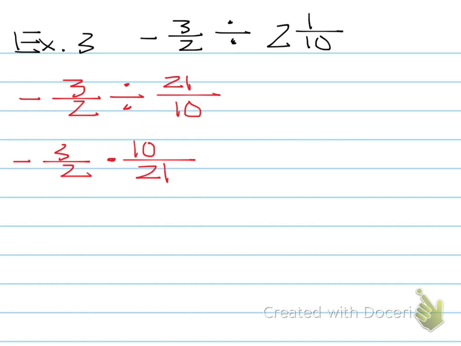We can cross cancel. 3 and 21 have a GCF, a greatest common factor of 3, so we can divide 3 into 3 and 21. 3 goes into 3 one time, into 21 7 times. And 2 and 10 also have a common factor, 2, so we can divide 2 into 2 and 2 into 10. 2 goes into 2 one time, 2 goes into 10 5 times. 1 times 5 is 5. 1 times 7 is 7. And then we have a negative times a positive, so our result will be negative.